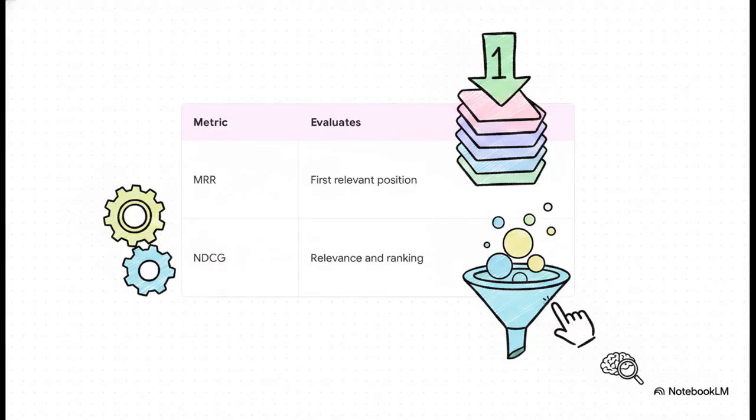Now, beyond simply retrieving the right chunks, we have to evaluate the specific order in which they're presented. LLMs inherently suffer from position bias, meaning they pay way more attention to the info placed at the very top of their prompt. So ranking quality is paramount. And this brilliantly illustrates why we use MRR and NDCG. MRR, or mean reciprocal rank, scores the system based purely on the position of your very first relevant document chunk. If your top hit is highly relevant, MRR loves you.